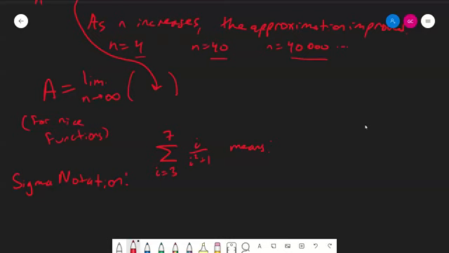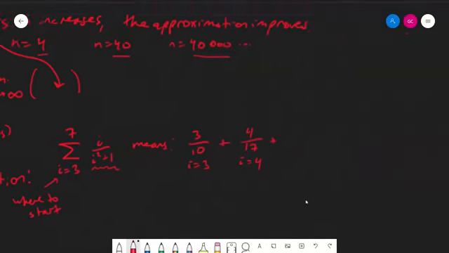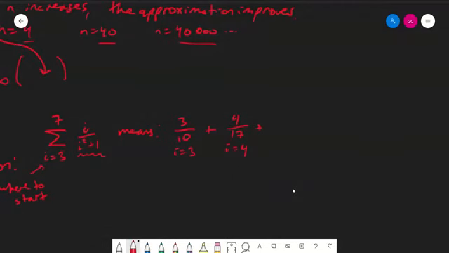So the idea is that the bottom part tells you where to start. It's the first i value. So when i equals 3, you plug that into the function that's sitting here on the inside. In this case, we get 3 over 10. Now I let i be 4, plug that in and see what I get. In this case, it's going to be 4 over 17. And I just keep doing that over and over again until I hit the top bound. So this top number is the last term. In other words, the last i value.